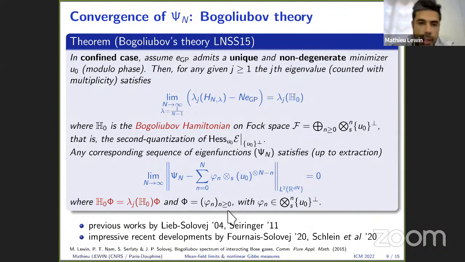You see, it's not exactly an IID sequence, but almost, right? Because only a few particles are excited. And I have to tell you that there were previous works by Lieb and Solovej, as well as Schrödinger on this problem. And in the next years, there have been lots and lots of works on deriving Bogoliubov theory.